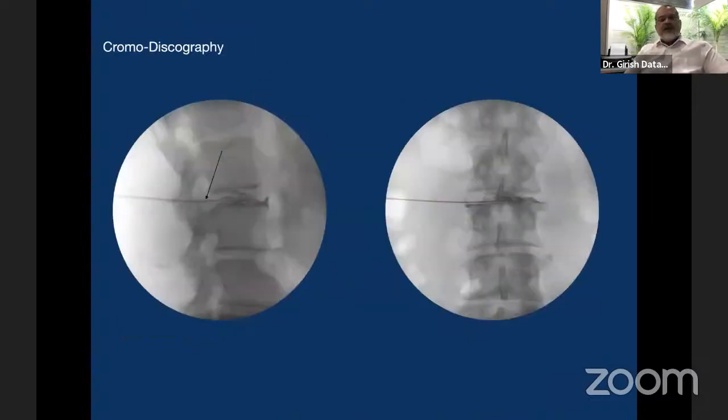So once I'm there, I would always do a chromodiscogram. Two reasons to do it. One is you identify the nucleus, so that it is easy for you to remove everything. And even if you don't do a chromodiscography, at least a discography would definitely be advantageous to see if there are any connections, pseudo connections with the thecal sac or anything like that.